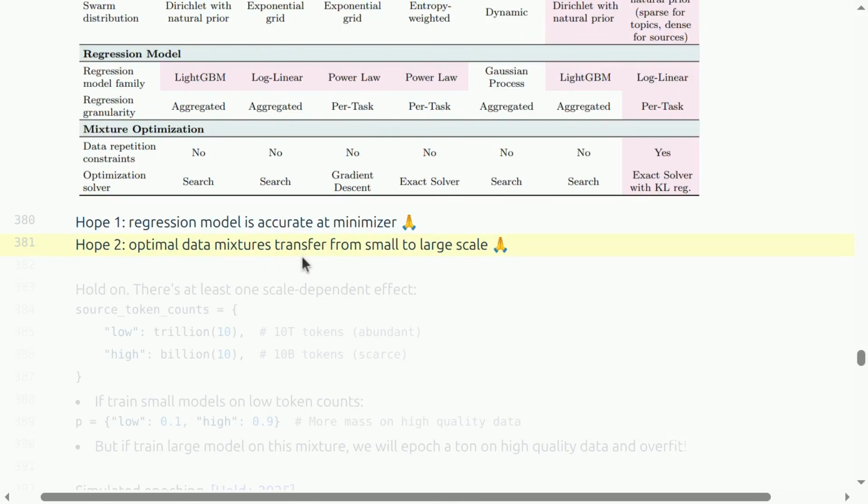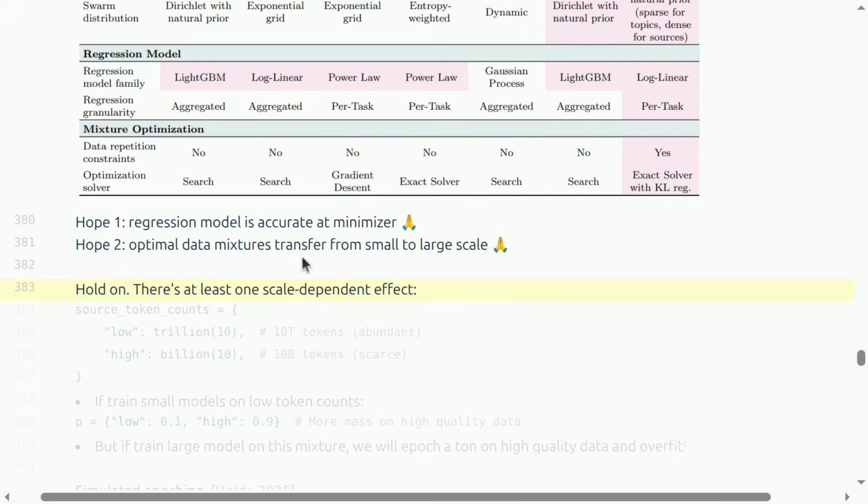And this, in general, at least at the scales that the open community works with, tends to be true or not blatantly false. But clearly there are scale-dependent effects. If you just think about the previous slide when we were talking about filtering, if you're training for many more tokens, then probably low-quality data is okay. So clearly the optimum is not the same, but you just kind of hope for the best here.